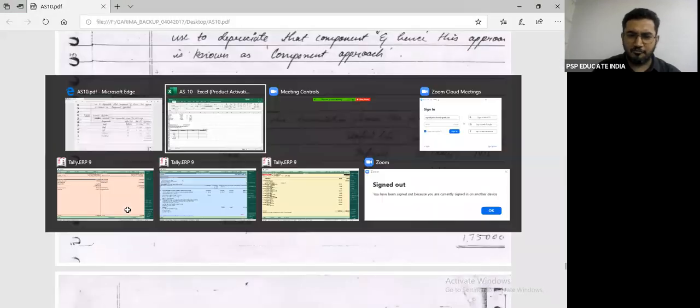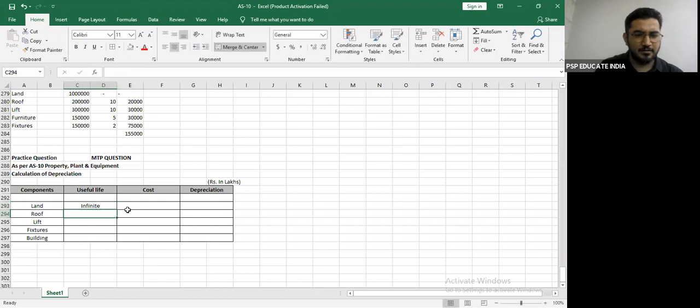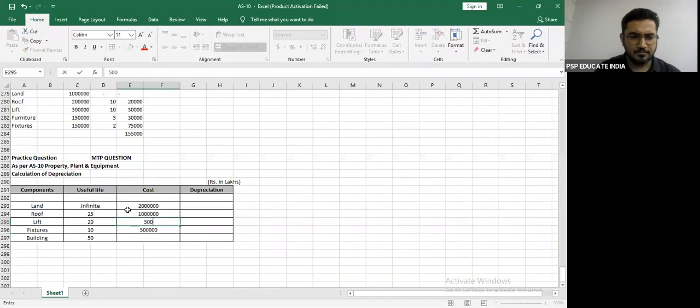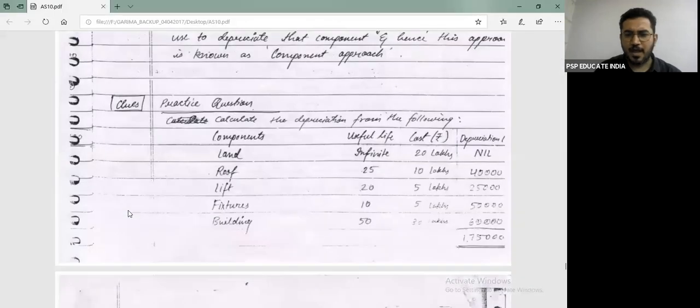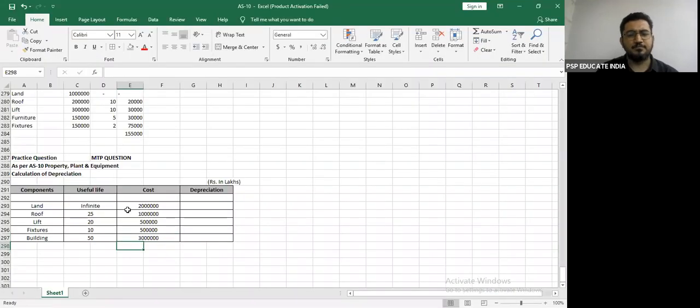Your useful life will be infinite, 25 years, 20 years, 10 years, and 50 years. And the cost is 20 lakhs, 10 lakhs, 5 lakhs, 5 lakhs, and 30 lakhs. Fine, all you have to do is calculate depreciation.